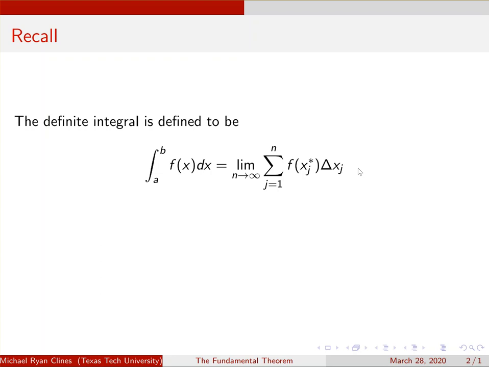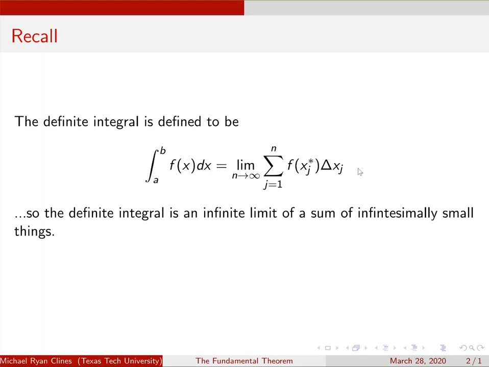Basically, we take n number of rectangles of some specified width, calculate the area, sum it up, and we get an approximation. The definite integral is when we take the number of rectangles and we get more and more and more, where we take the limit as n goes to infinity of the number of rectangles. So an infinite number of rectangles of infinitesimally small width. So another way to put it, the definite integral is an infinite limit of a sum of infinitesimally small things.